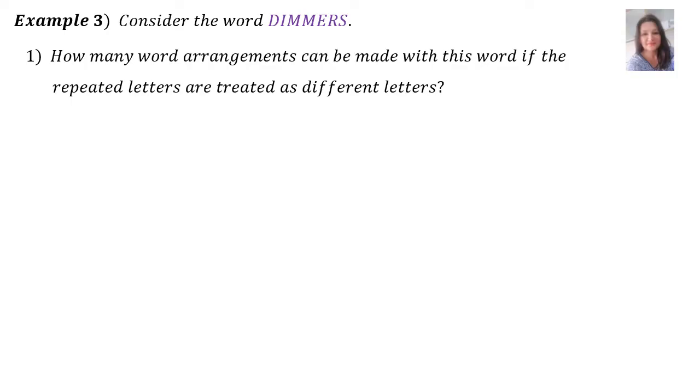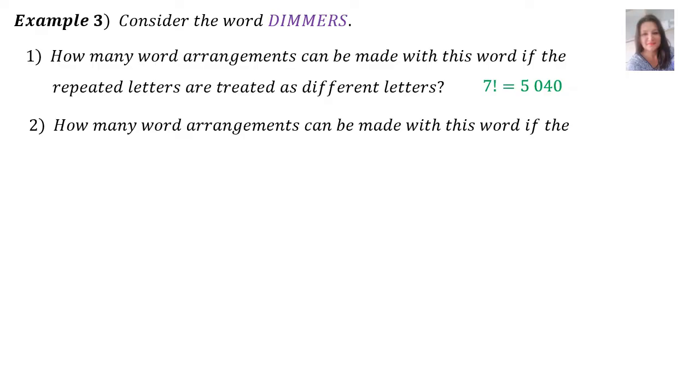Example 3. Consider the word dimmers. Number 1. How many word arrangements can be made with this word if the repeated letters are treated as different letters? So then you count how many letters you find in the word dimmers. There's 7. Therefore the answer 7 factorial. And you work that out with your calculator and the answer is 5,040.